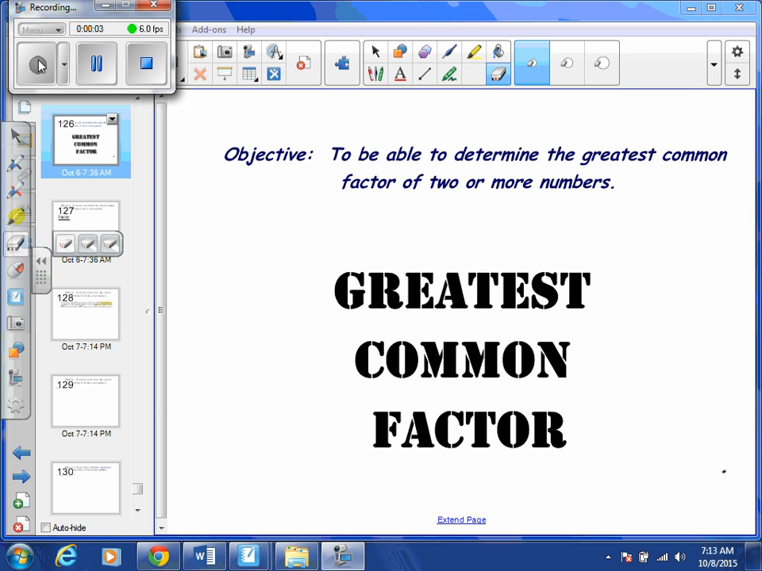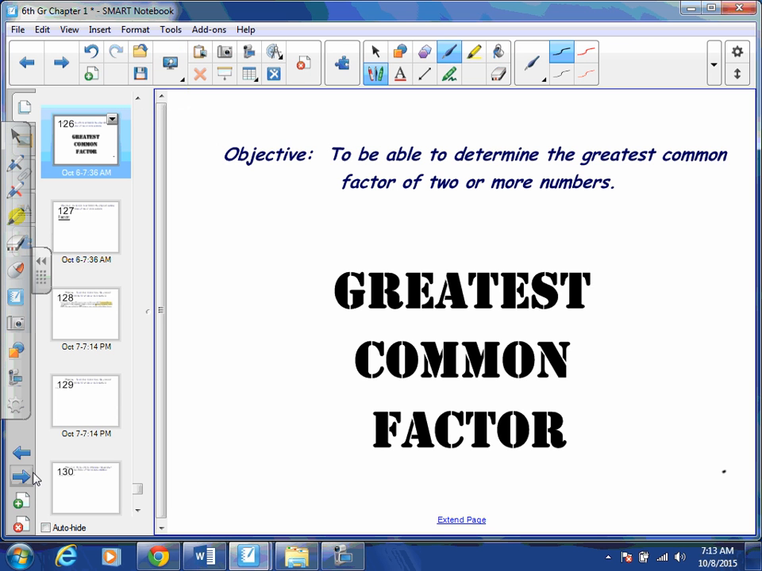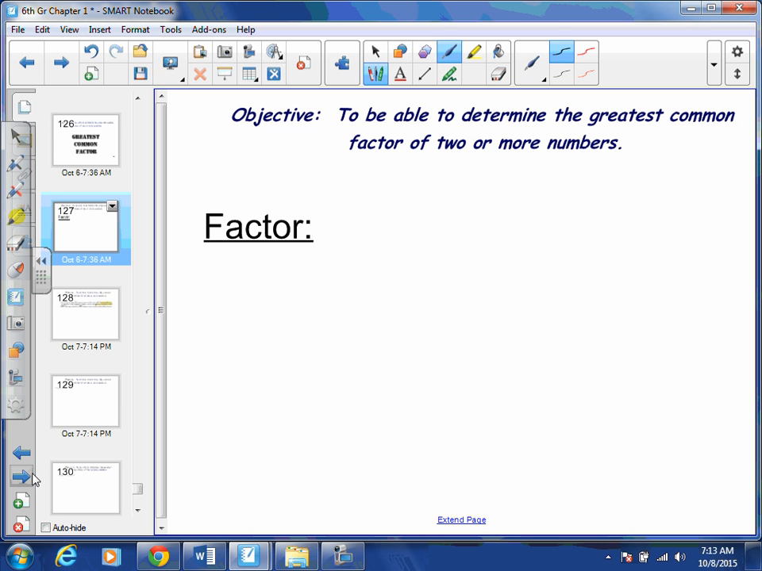After watching this video is to determine what the greatest common factor of two or more numbers is. So first, let's just review what a factor is. Remember that a factor is a number that you can multiply to get another number.